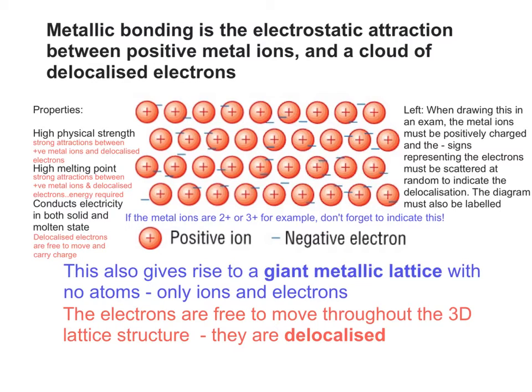With electricity conduction in both solid and molten state, it's the delocalized electrons. They're mobile and able to move and carry charge from one side to another. So if a positive terminal was attached at one side, the electrons would all be attracted towards it, and as they'd move, they'd carry charge along the structure of the metal. This is how wires in electrical systems work.